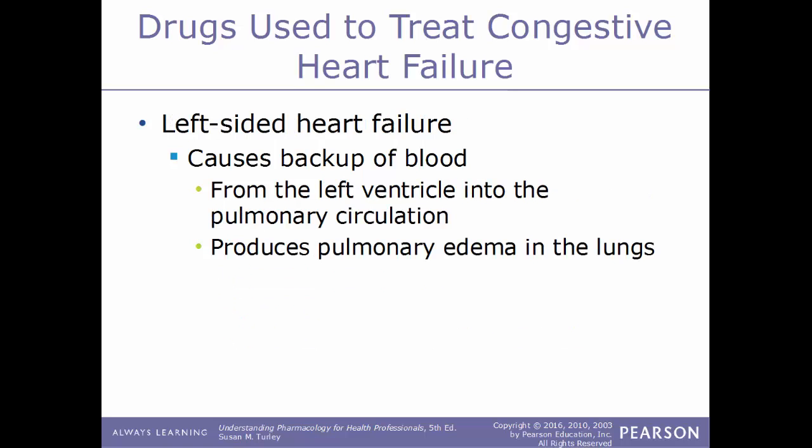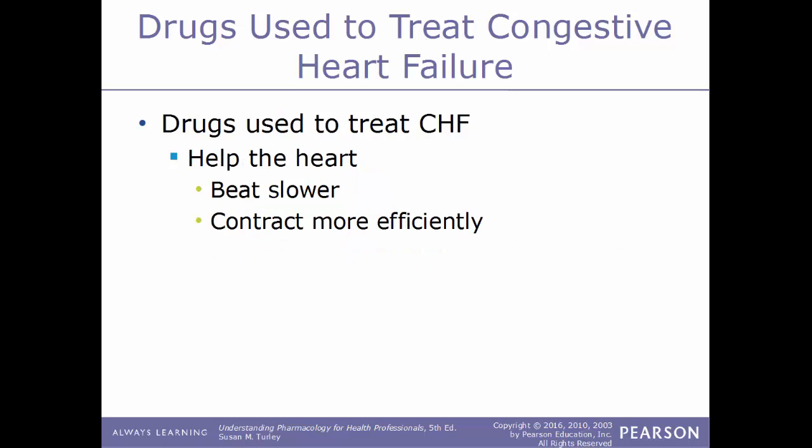For left-sided heart failure, this causes a backup of blood from the left ventricle back into the pulmonary circulation. So this will produce a pulmonary edema within the lungs. So again, if the blood can't go forward, it's going to end up going backwards. All right, there are multiple kinds of drugs that are used to treat congestive heart failure. And these help the heart by making the heart beat slower or helping the heart to contract more efficiently.